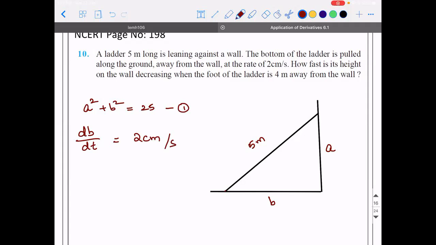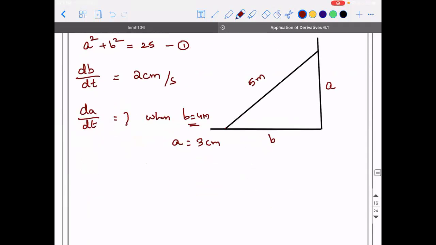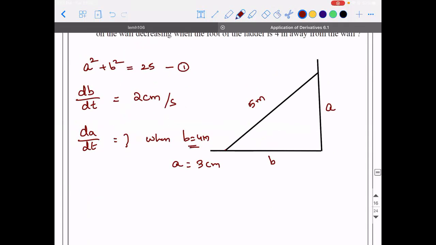How fast is its height on the wall decreasing? So dA by dt is equal to how much? When the foot of the ladder is 4 meters away from the wall, when B is equal to 4 meters, tell me what will be the value of A, guys? 3, sir. 3, 4, 5 are going to be Pythagorean triplets. That's right. So I hope I'm clear till this step, right?